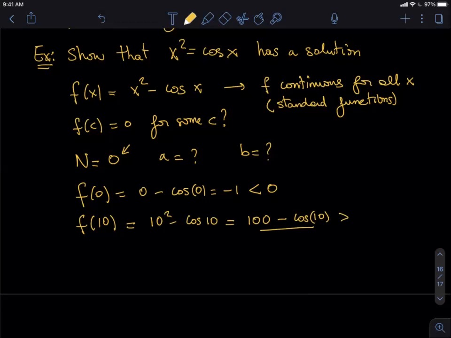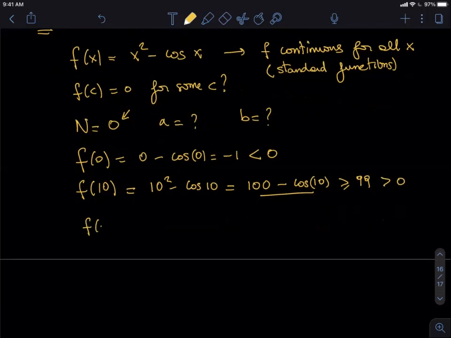Okay, so this is positive. Well, I can say this is bigger or equal than 99, and then it's positive. Okay, this will be somewhere between 99 and 101, depending on the value of the cosine of 10. You can also punch it on the calculator, it will tell you exactly, but what I'm showing you here is that you don't need a calculator for something like this. All right, so we have f of 0, which is less than 0, less than f of 10. So this is my f of a, this is n, this is f of b in the theorem.